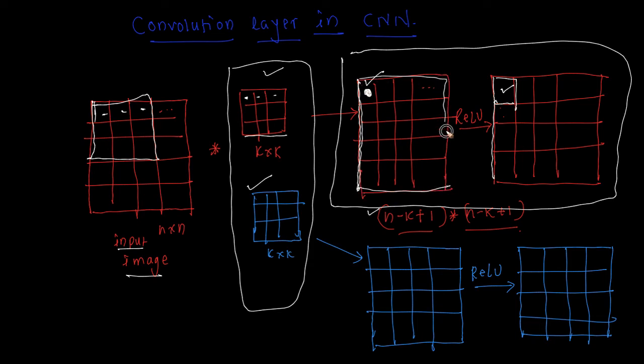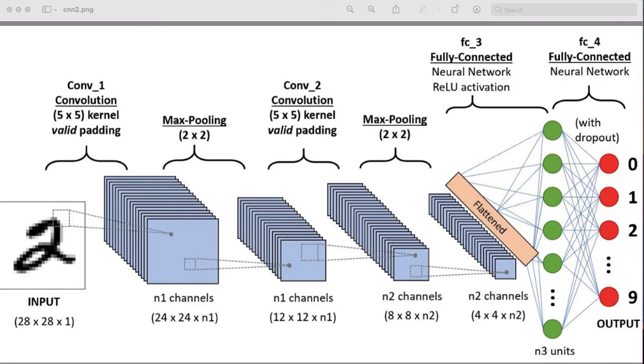This is the matrix in which we have the convolution result, and on that we have applied ReLU activation. Similarly, this is the result of applying the second kernel. Let's see the actual architecture. If you see here, this is the input image, and these are the kernels. The size of the kernels is 5 by 5, but there are many kernels, and those kernels will result in different images.